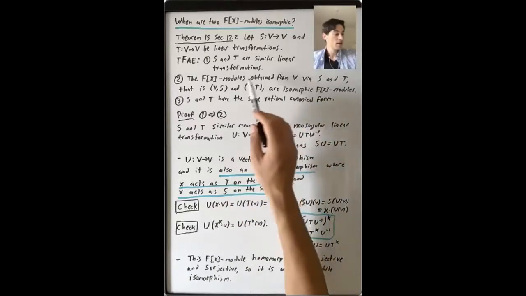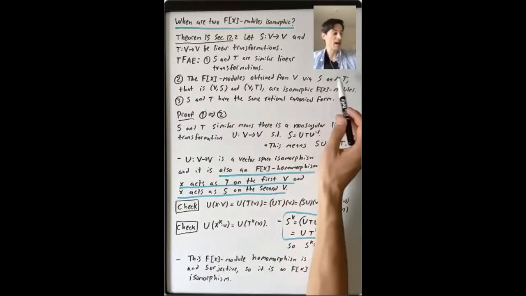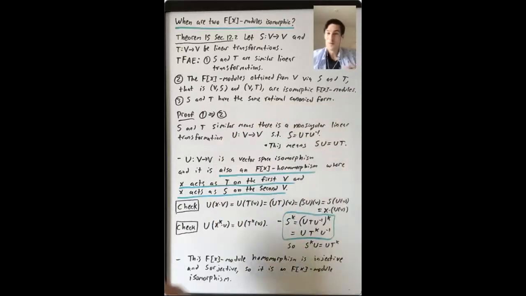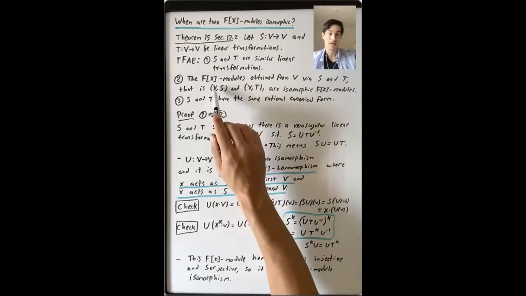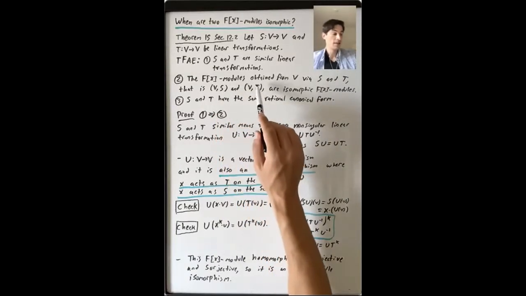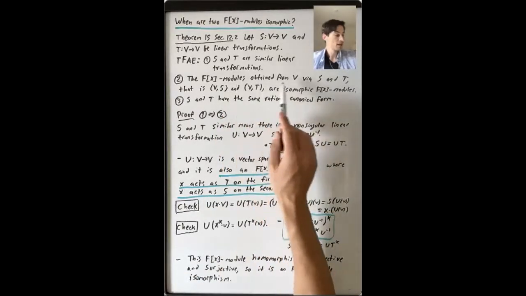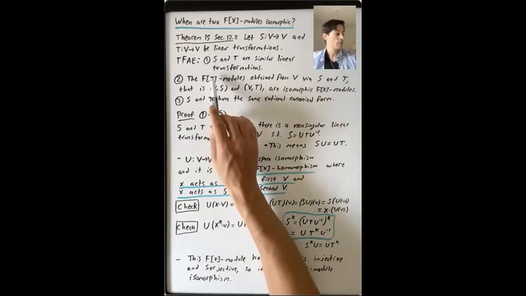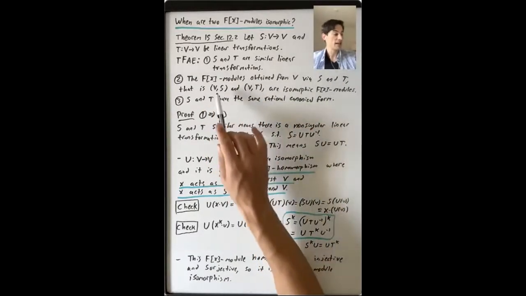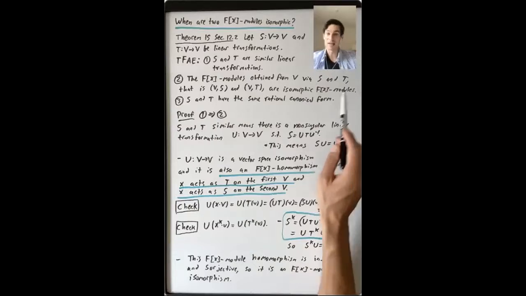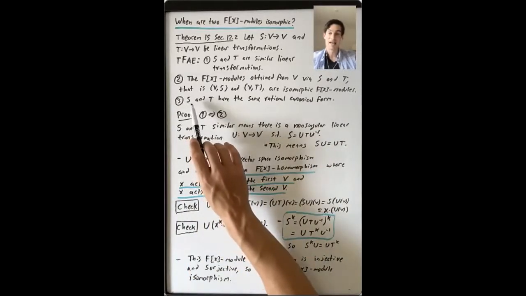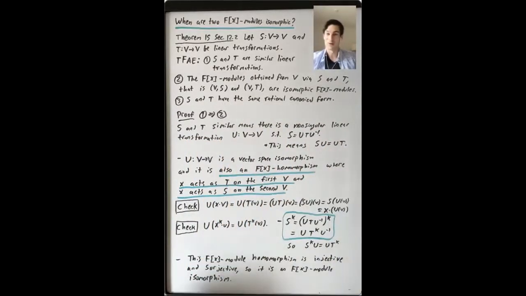Two, the F[x] modules obtained from V via S and T. That is, how do you turn V into an F[x] module? You need a linear transformation. So S turns V into an F[x] module one way. T turns V into an F[x] module another way. Same vector space, maybe different linear transformations. The second claim is that the F[x] modules obtained from V via S and T are isomorphic F[x] modules. And the third one is that S and T have the same rational canonical form.